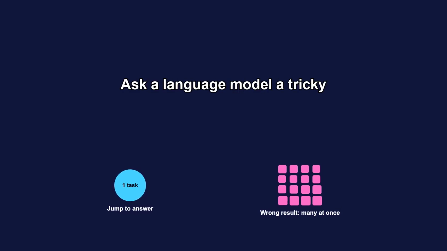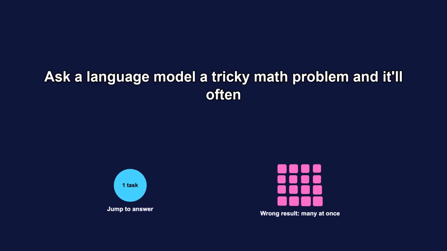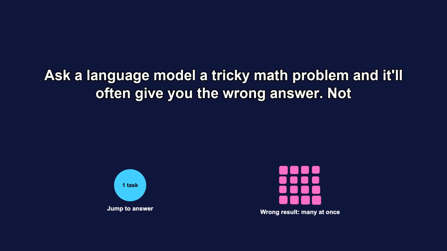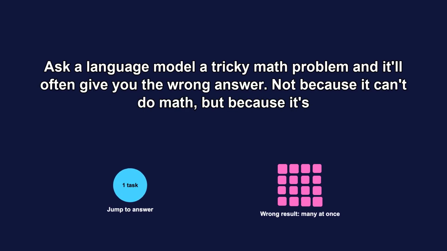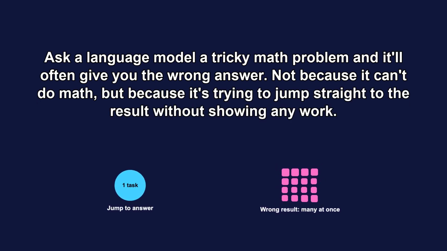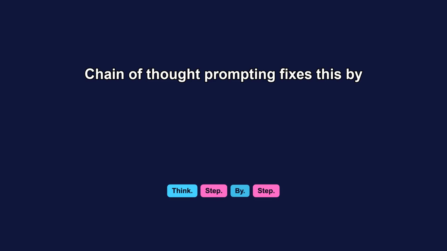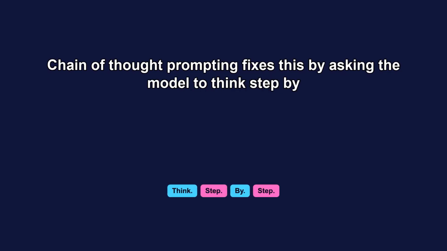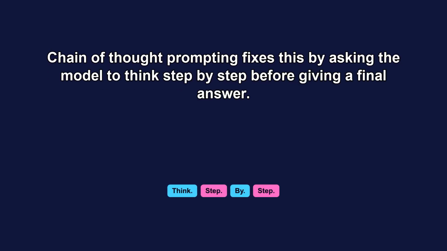Ask a language model a tricky math problem, and it'll often give you the wrong answer. Not because it can't do math, but because it's trying to jump straight to the result without showing any work. Chain of thought prompting fixes this by asking the model to think step by step before giving a final answer.